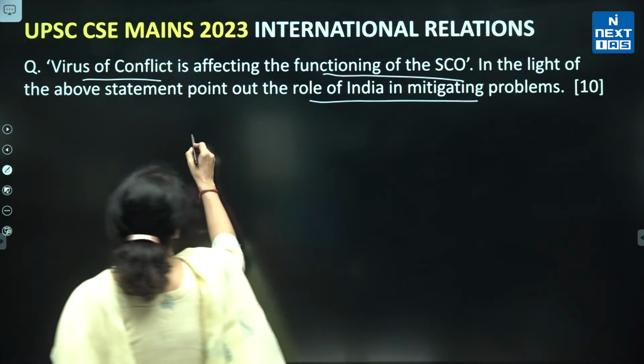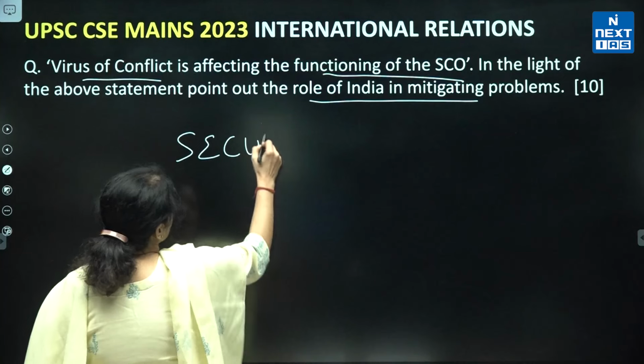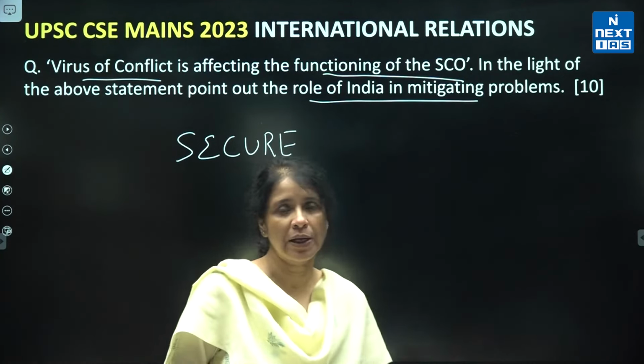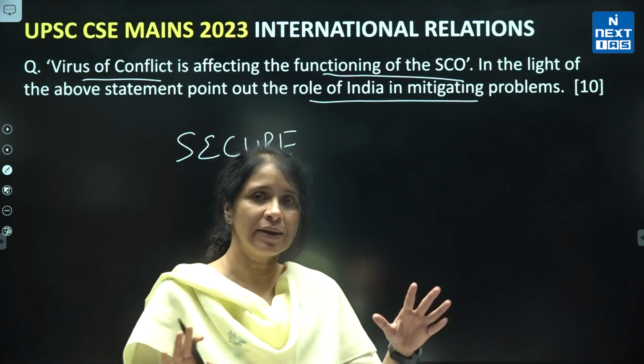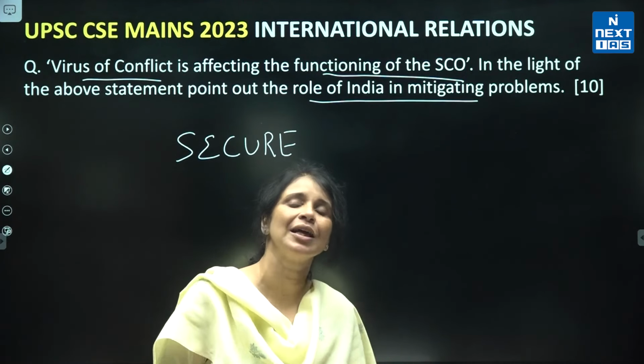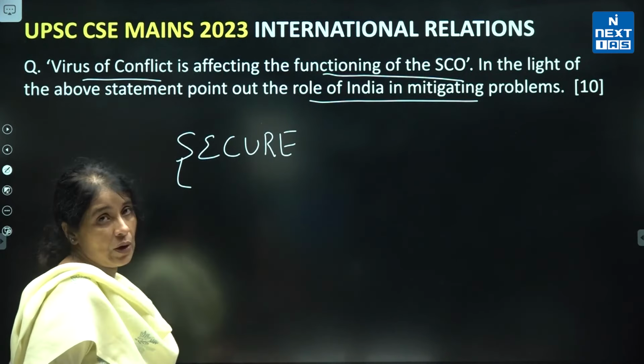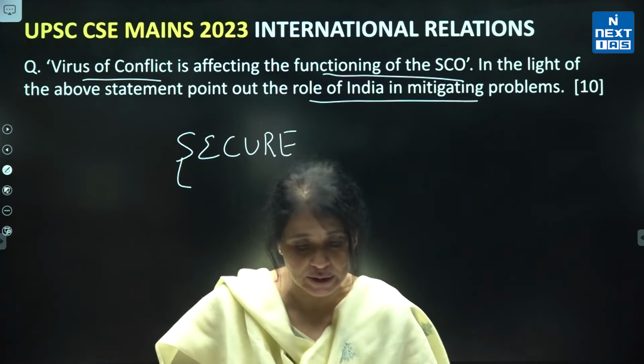India has given the concept of SECURE. We have given this concept in 2018 at Qingdao, at the SCO summit. But this holds relevant even in the present times. So India talks about security of all. S stands for security of all.